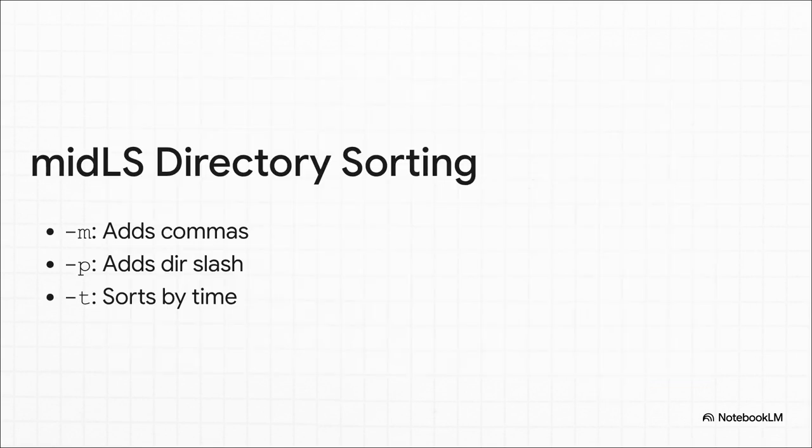Next up is Exercise 04, mid-ls, where we have to format directory contents. Now, the final solution requires piping specific ls flags into a translate command to strip out extra spaces. But right now, let's just focus on the ls flags themselves. -M automatically separates your entries with commas. -P appends a trailing slash to any directory, making them instantly identifiable to the eye. And -T sorts everything by modification time, which guarantees that the newest files will always appear first.